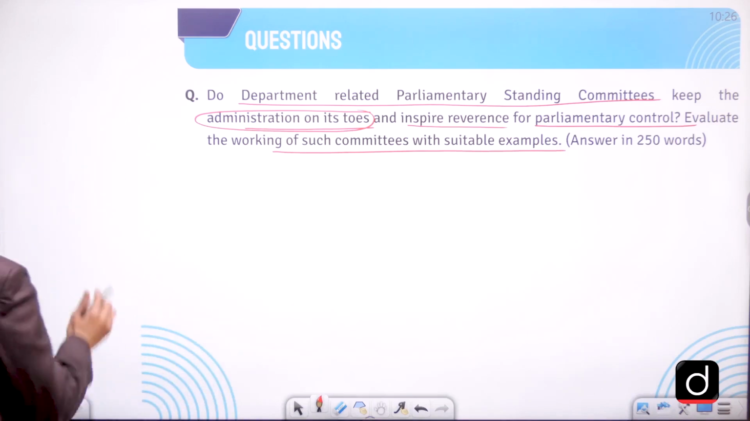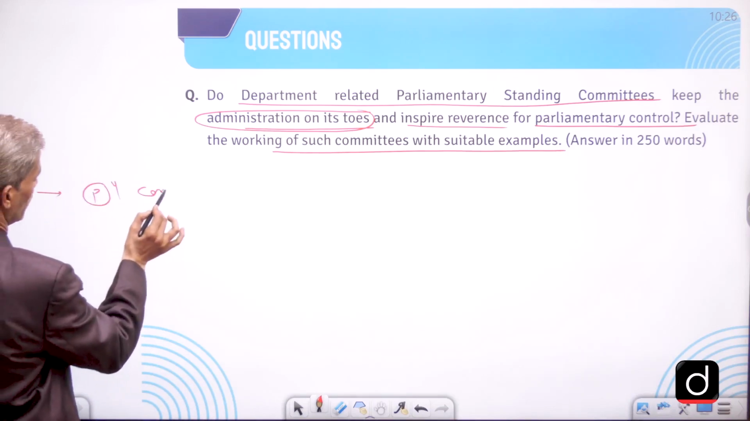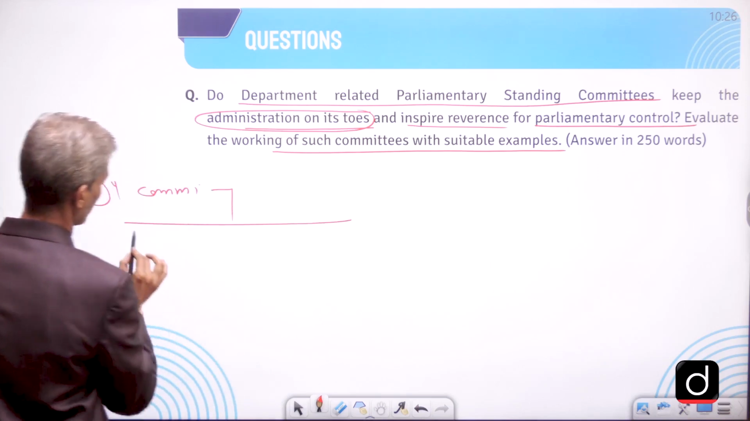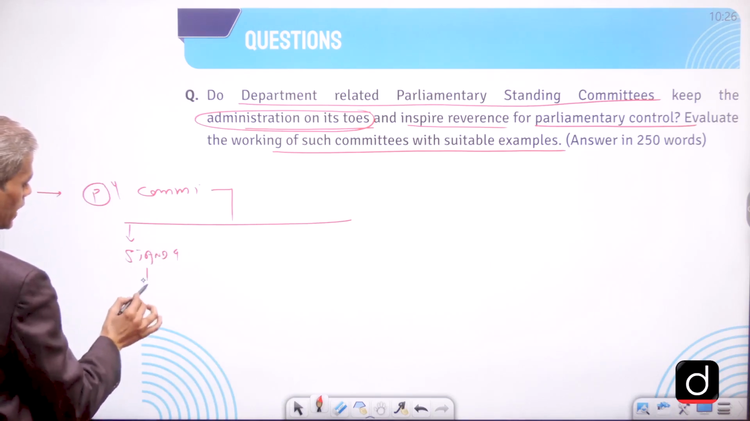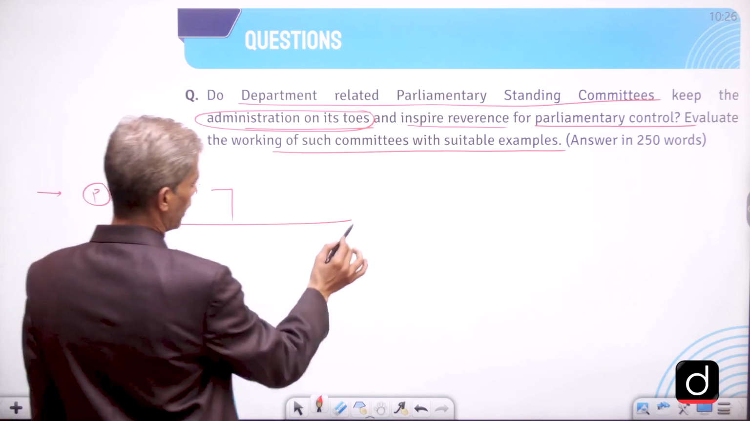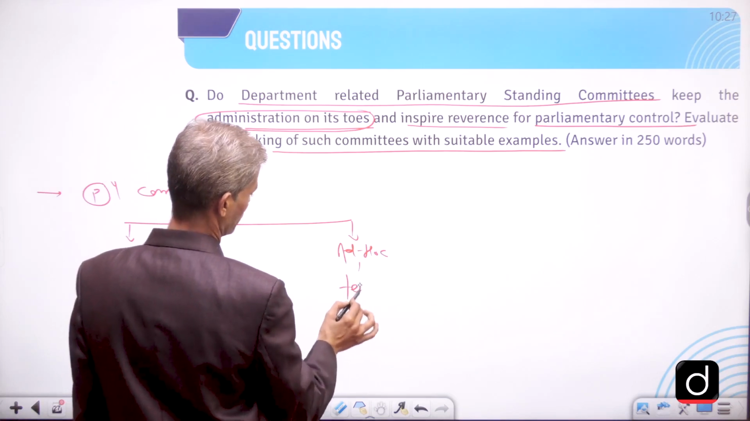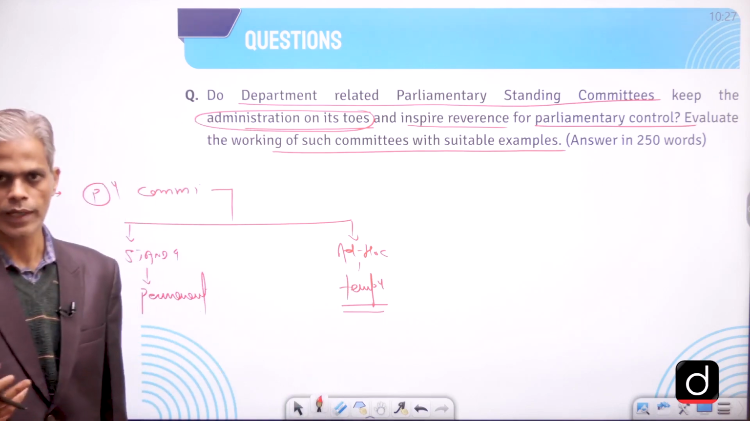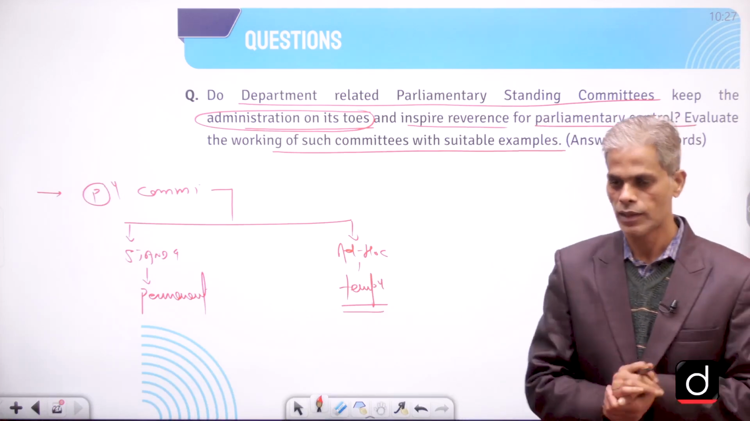So here first of all mention about the parliamentary committee, and in the intro para you can talk about the typologies also, that there are standing committees, which are permanent in nature, and the other is the ad hoc ones, that is temporary in nature. Once the job is over, the committee is over, like inquiry committee, investigation committee, or joint parliamentary committee, JPC. This example you can give.